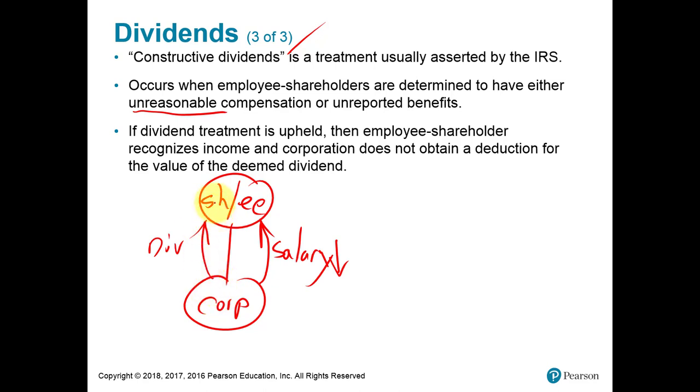Typically, this will come out if you're audited. Another situation is if maybe this person here is using the airplane, the jet, the yacht of the corporation and not paying anything for that, not reporting it as income. Then a constructive dividend may be charged to that owner, the shareholder, and they got to report income.